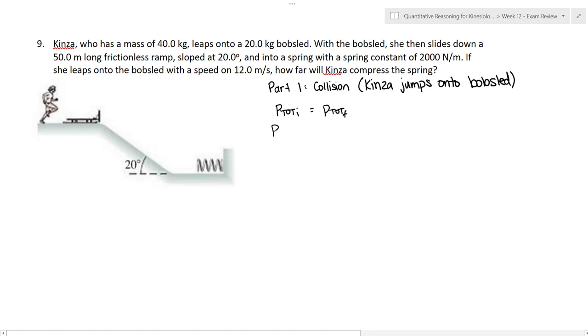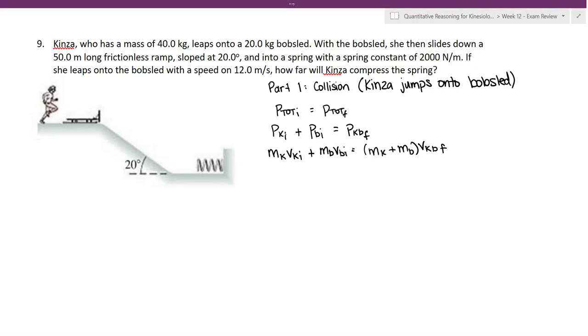So we have the momentum of Kinza, so I'm just going to use K instead of 1 and 2, initially, plus the momentum of the bobsled initially is equal to the momentum of Kinza on top of the bobsled final, because they're stuck together now. So now we have M Kinza, V Kinza initial, plus M bobsled, V bobsled initial equals the mass of Kinza and the bobsled, because they're stuck together, times V Kinza bobsled final. So we're solving for that V Kinza bobsled final.